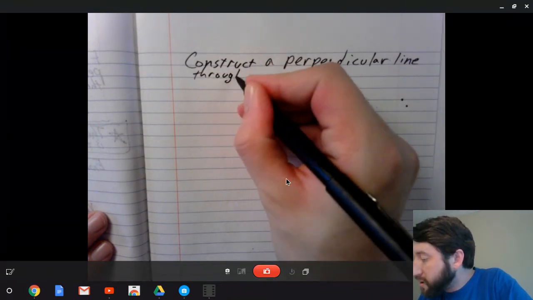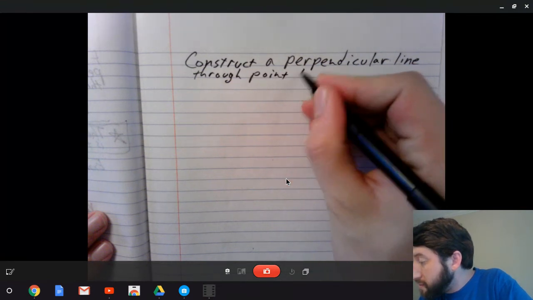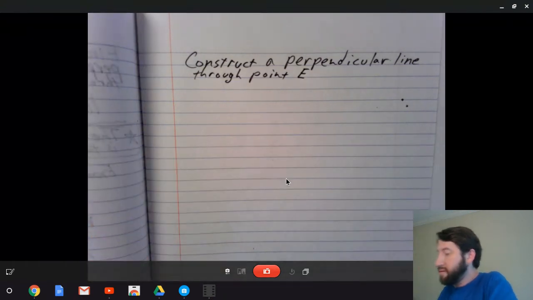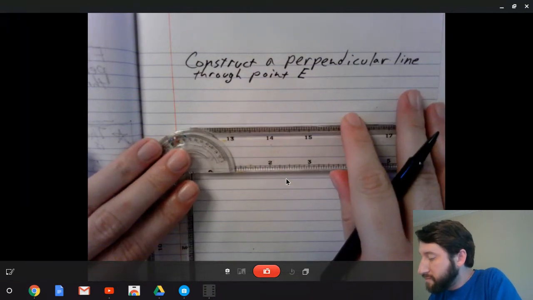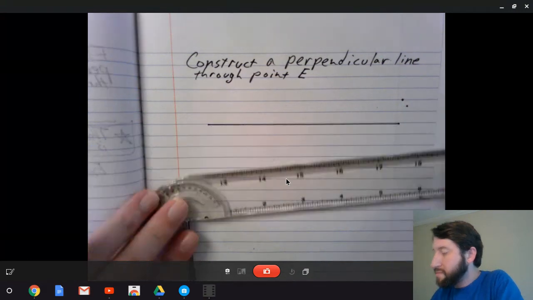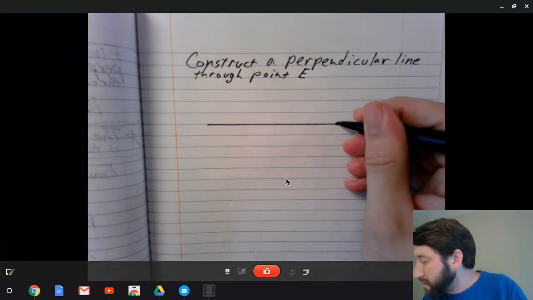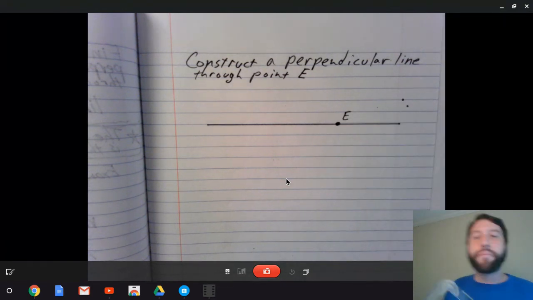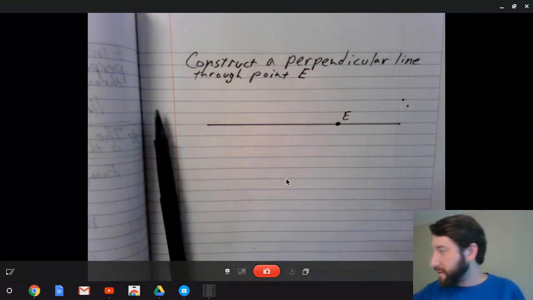Through, let's make it a little more challenging, through point E. So let me make a line that has a point E. All right, and I'm just going to put it anywhere. Let's put it right here. Let's just say this is point E. All right, so I want a perpendicular line through point E. Okay, let's think about this.